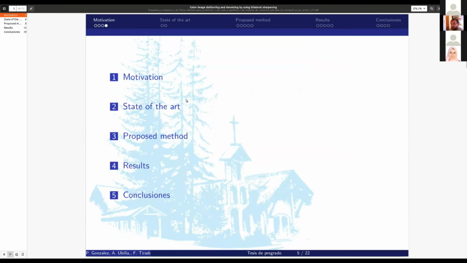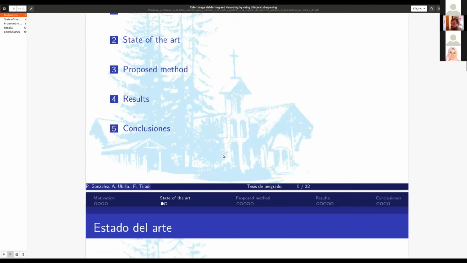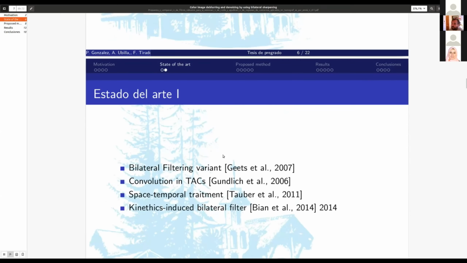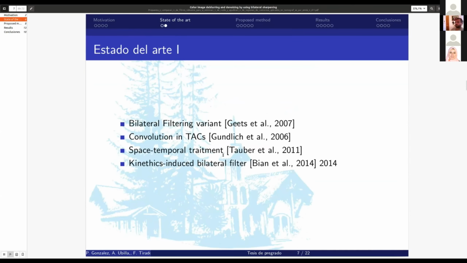We talk a little bit about the state of the art. I will present the proposed method and the results that we have, and we developed two methods. Okay, but I will concentrate on one method. The main state of the art that we present is first the GETS. It's a bilateral filtering variant that this work proposes, using deconvolution before and bilateral filtering after.